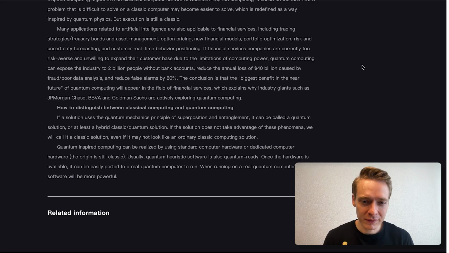Usually, quantum heuristic software is also quantum ready. Once the hardware is available, it can be easily ported to a real quantum computer to run. When running on a real quantum computer, the software will be more powerful.